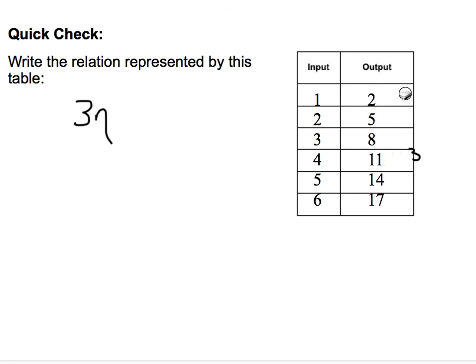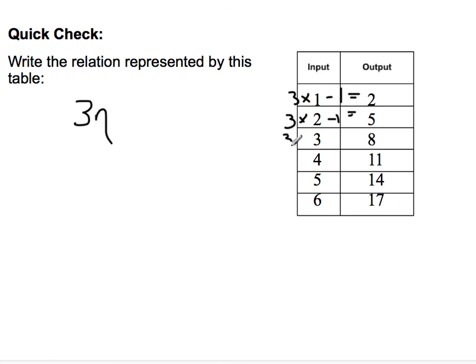Okay, so now we have to say 3 times our input. So 3 times our input doesn't give me 2, it gives me 3. So what do I have to add or subtract to get to 2? Well, I have to subtract 1. Let's see if it works with the other one. 3n just says 3 times a number. So let's go 3 times 2. So 3 times 2 is 6. 6 minus 1 is 5.